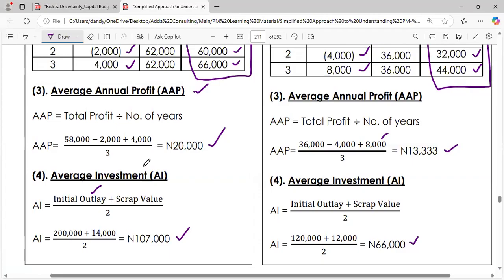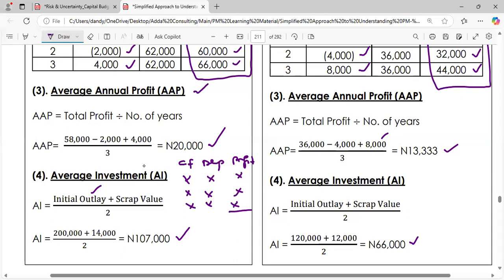accounting rate of return. However, if in the question I'm given cash flow, my average annual profit will still be the same thing, but not like this. First thing first, I have to create a column for cash flow. I'll create a column for annual depreciation. Then I'll create a column for profits. So cash flow minus depreciation will give me profit or loss. I'll do for year 1, year 2, then year 3.